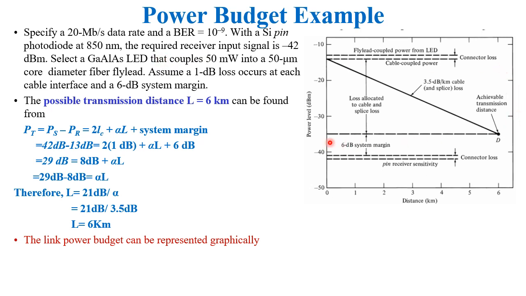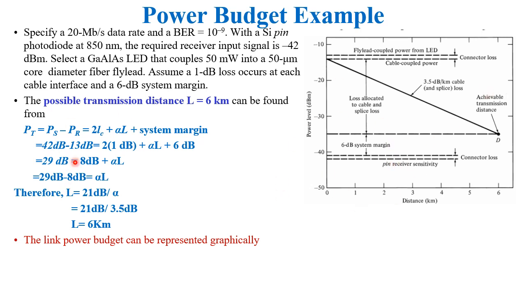Next, here it is 13 decibels, and here it is 42. Here the receiver input signal is minus 42 dBm. The y-axis represents power level and the x-axis represents distance. What we are going to do is find this distance. They gave the remaining values, that is 3.5 decibel per kilometer. Here it is given as 3.5. From this we can find the possible transmission distance.